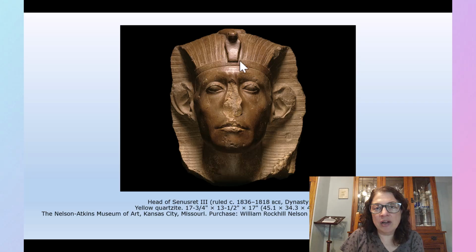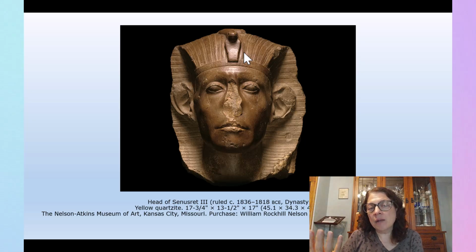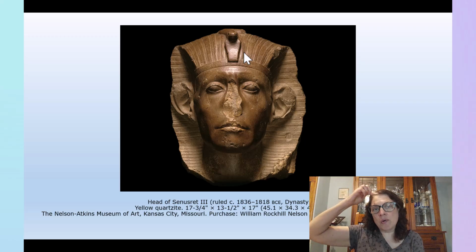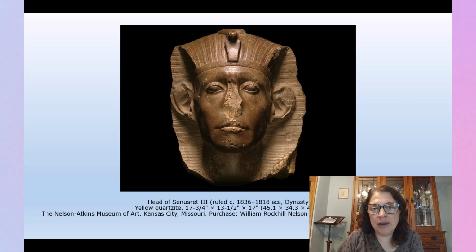So up here, we have the cobra, the deadliest snake in Egypt. Just like the pharaoh that had the head and the body of the lion, the cobra was used as a symbol of power because it was so strong and so deadly. So you'll often see the cobra on the forehead of the pharaoh, on his crown.